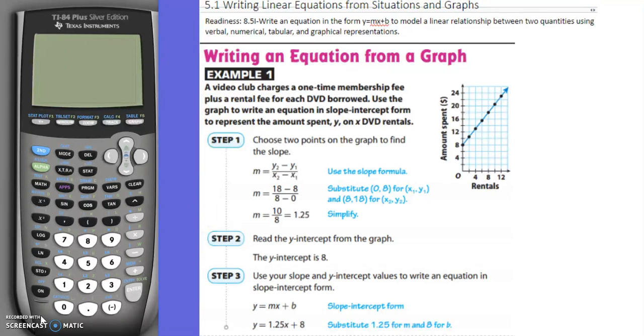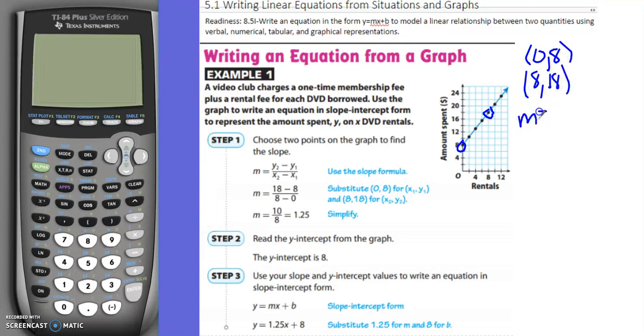So we need to choose 2 points. We can choose this point here, which is represented by 0, 8. And we can choose probably this one. The other ones are okay, but these intersect nicely as a whole number on these. So this is going to be 8 and 18.